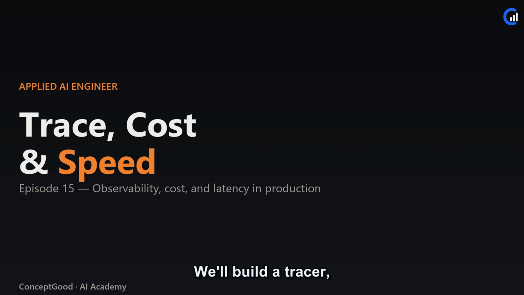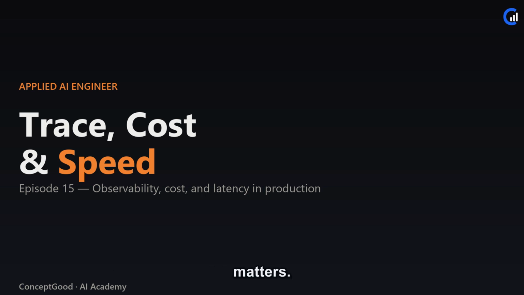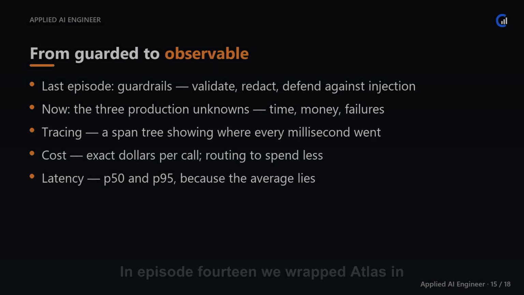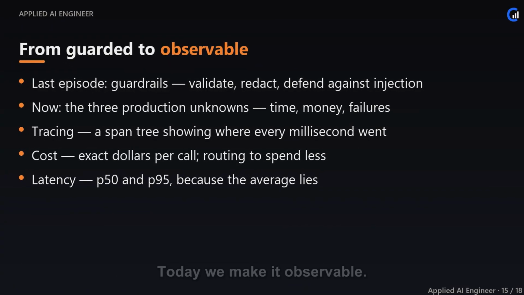We'll build a tracer, meter every call's tokens and cost, route tasks to the cheapest capable model, and measure latency the way that actually matters. You can't improve what you can't see. In episode 14 we wrapped Atlas in guardrails. Today we make it observable.